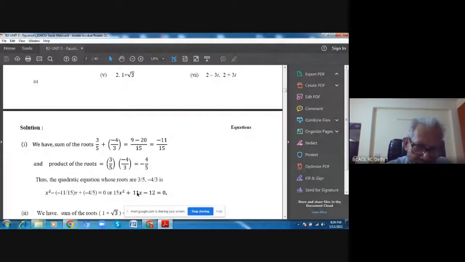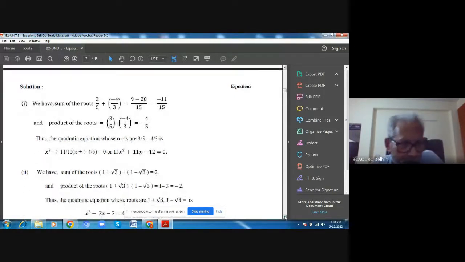Now you can reverse the process. If the question gives this equation, you derive the roots. Then the sum of alpha and beta will be minus 11 by 15, and the product of the roots is c by a. So this way you can calculate it, and the roots are 3 by 5 and minus 4 by 5, and vice versa. Okay. So you have to prepare both ways. Sometimes you have to find the equation, and sometimes you may have to find the roots. So you have to practice both ways.